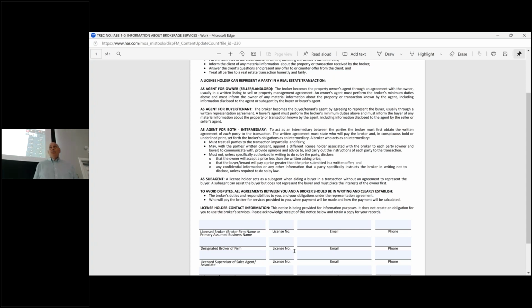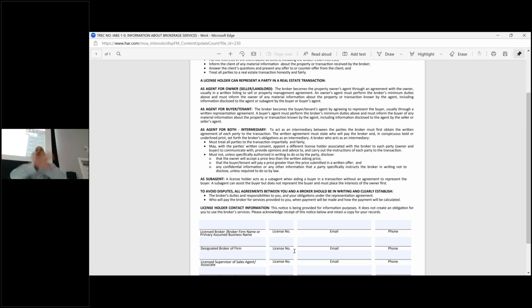A sub-agent is when somebody brings the listing broker an offer from a buyer. An agent brings an offer from a buyer, but they don't represent that buyer. If they don't represent the buyer, who by default do they represent? The seller by default. So now the listing broker is legally responsible for the activities of that sub-agent, and the listing broker may not even know that agent. So it creates an incredible level of liability for the broker.